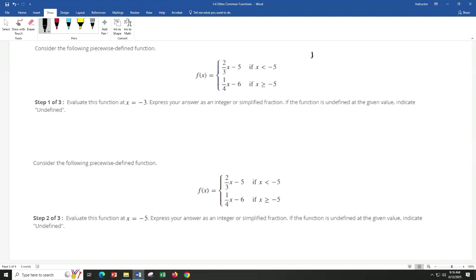So you're going to have this 1/4 times -3 over 1 minus 6. That's going to be -3 over 4 minus 6, or -3 over 4 minus 6 over 1 times 4 on both, equals -3 over 4 minus 24 over 4, which is going to give me -27 over 4, and there's your answer.